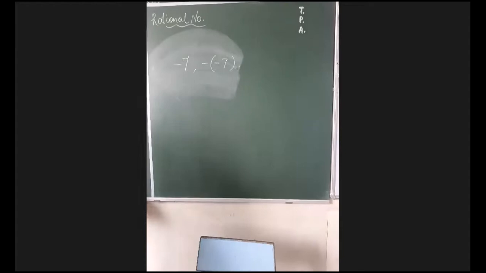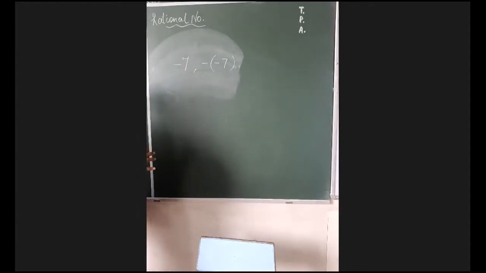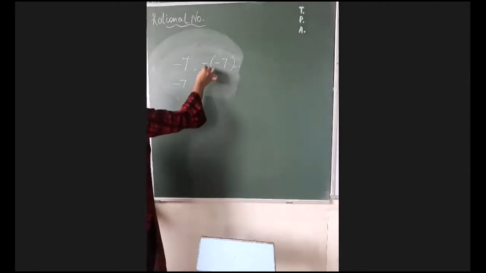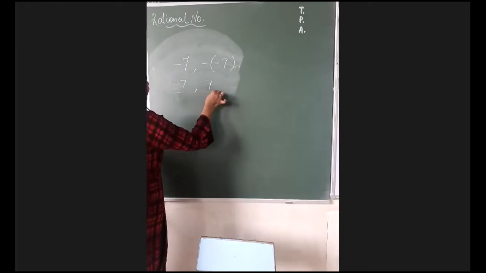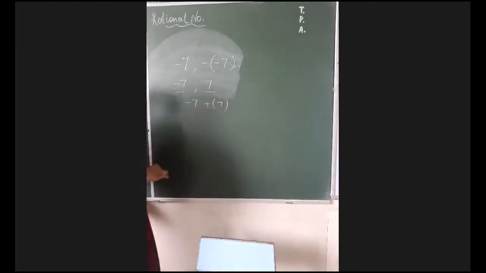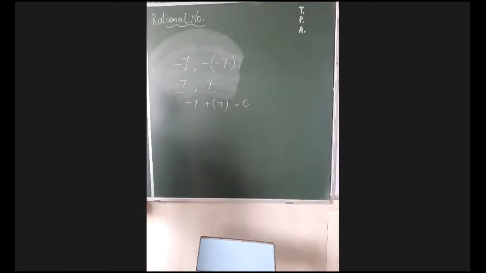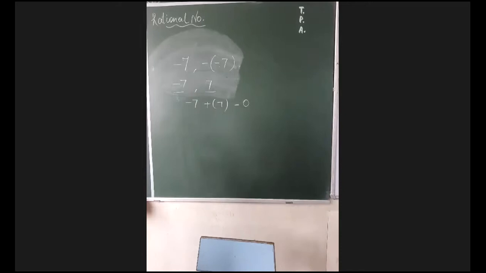If you will see, I have asked you the question: are they additive inverse of each other? So what will you do? सबसे पहले you know this is minus 7, and this is minus of minus, which will give you plus 7. Now let us add one to the other. When you add this, it will give you 0. If it is giving 0, it means they are additive inverse of each other. Now this is completed.